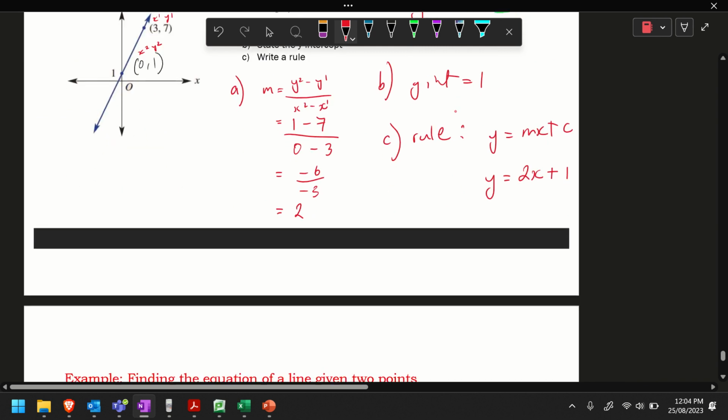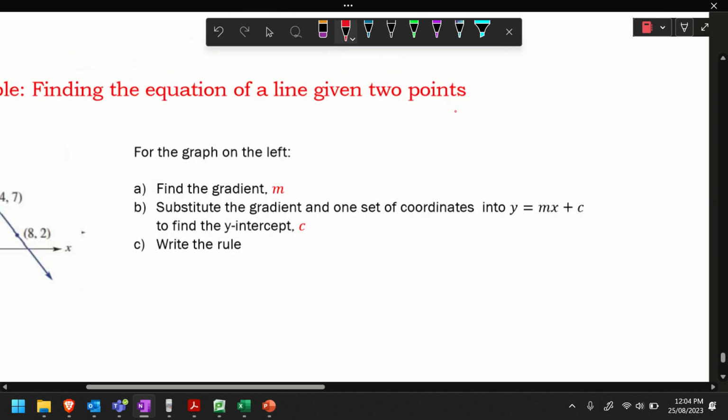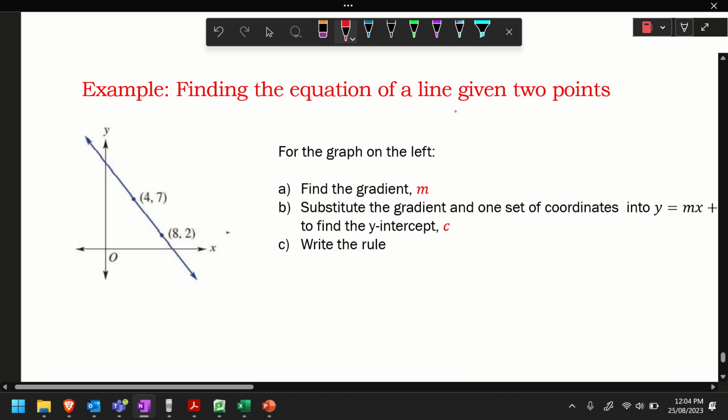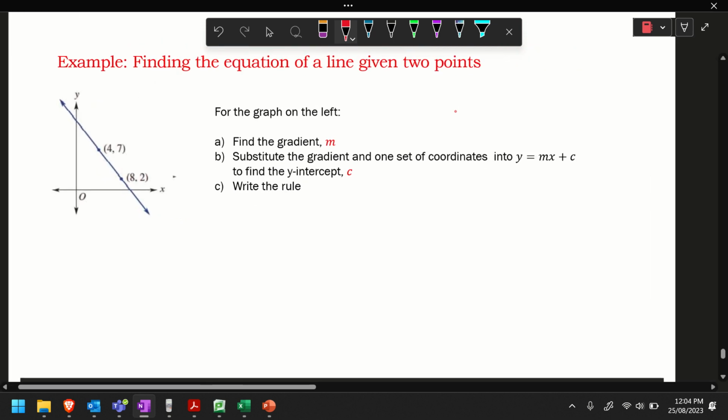Let's do one more example, because now in this graph, you can see that you don't know what the y-intercept is. Do you know where this hits the y? Possibly. We don't know exactly. Hard to say. So we need to know exactly what that point's going to be. So for the graph, find the gradient, find the y-intercept, and then write the rule. Really, really easy.